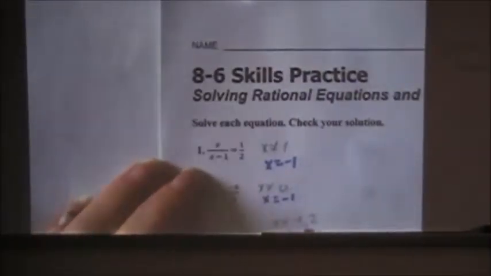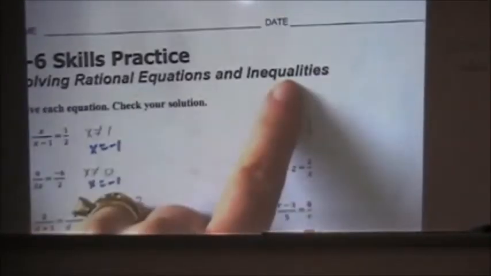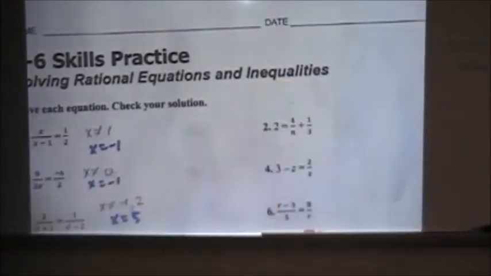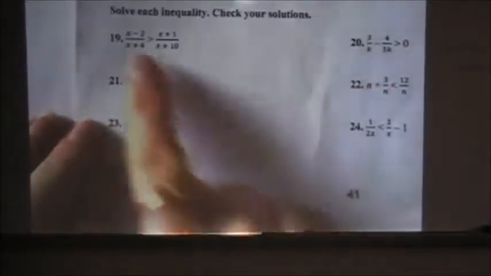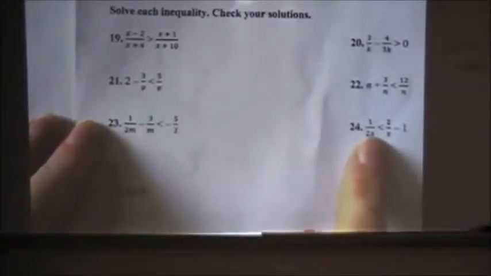Right, now we're going to just be solving some rational inequalities. We're going to use a page that we did before. It says 8-6 skills practice at the top, and we used it to solve rational equations, but now we're actually going to solve the inequalities as well. It's down at the bottom of the page, numbers 19 through 24, that we're going to work on.